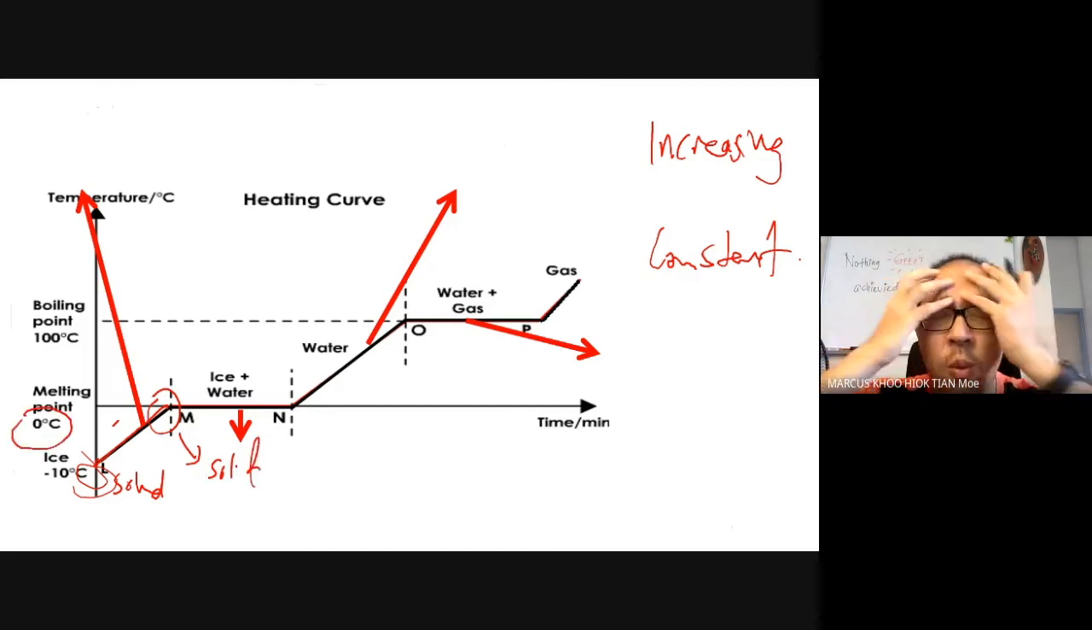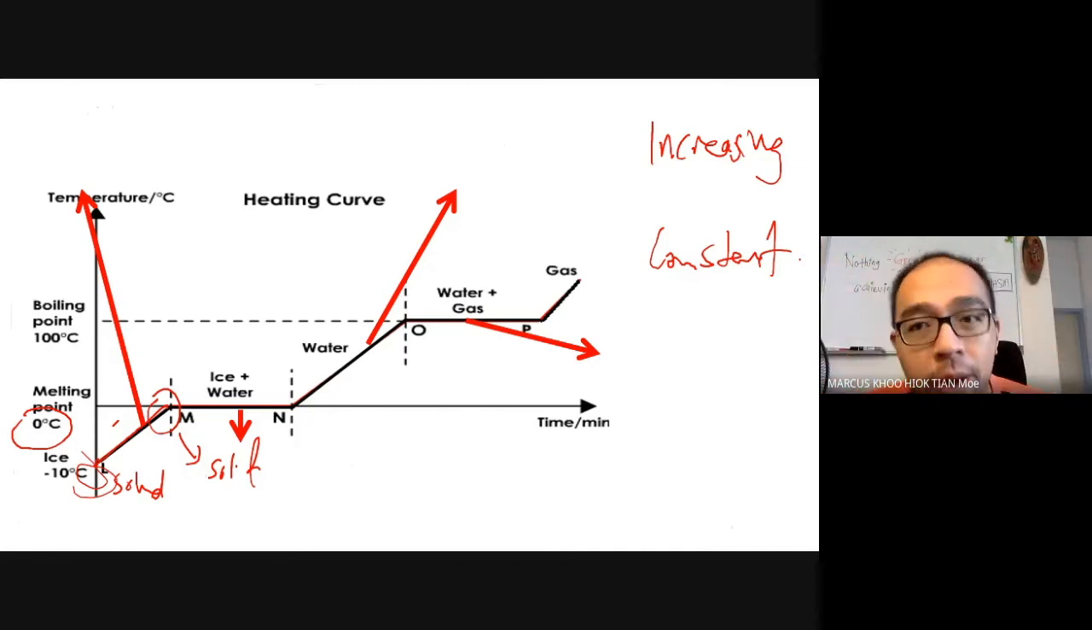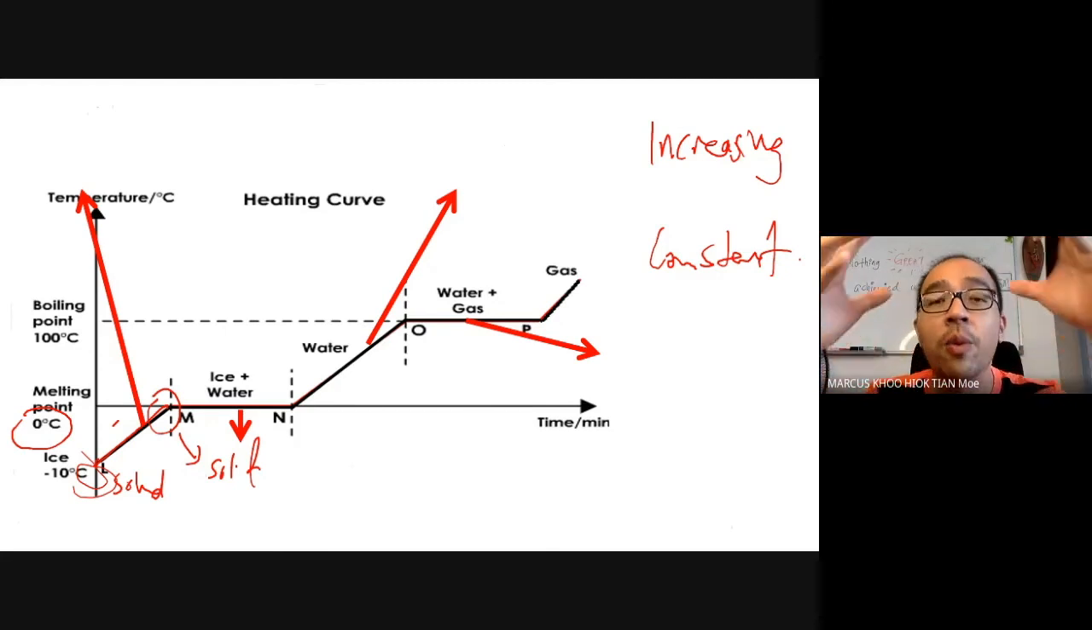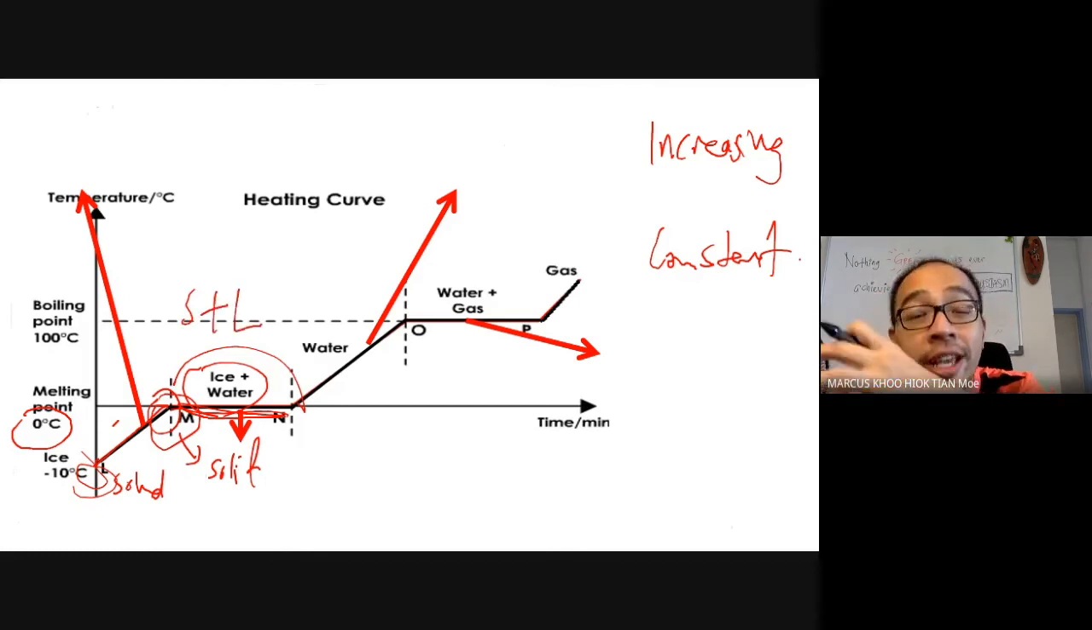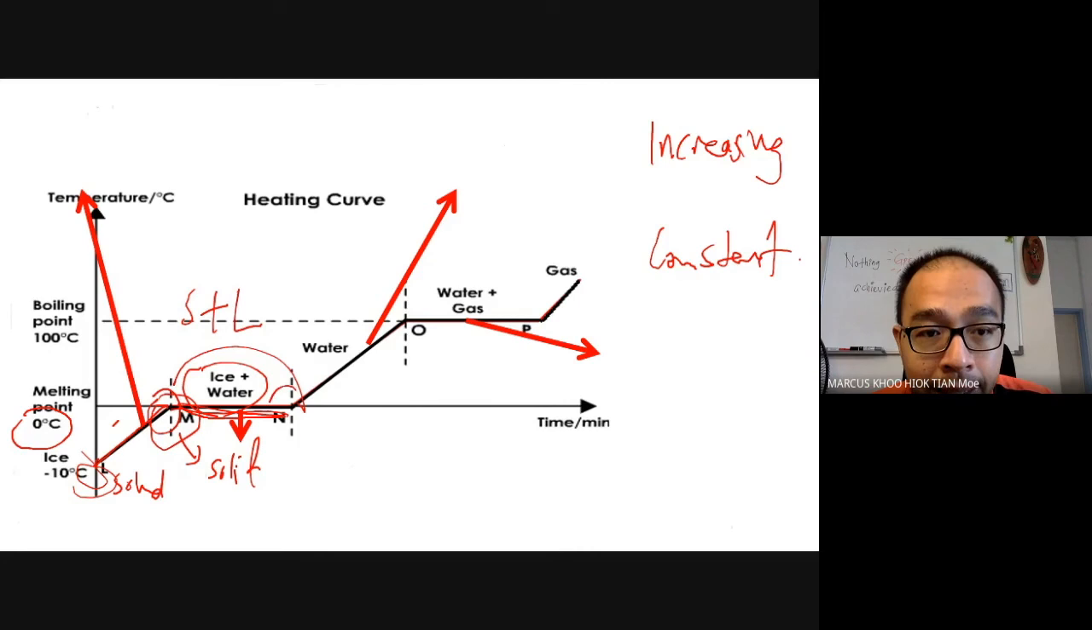This is something that we really have to wrap our heads around, because we only understand what we see, but when we think at the molecular level, this is actually what's happening. You're increasing the temperature, but you cannot change the form. When the temperature is the same, then you change form. Okay, so M is solid, MN is solid plus liquid. It is changing from solid to liquid, and at N, it has fully become liquid.